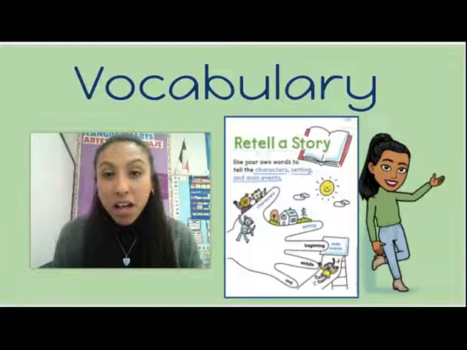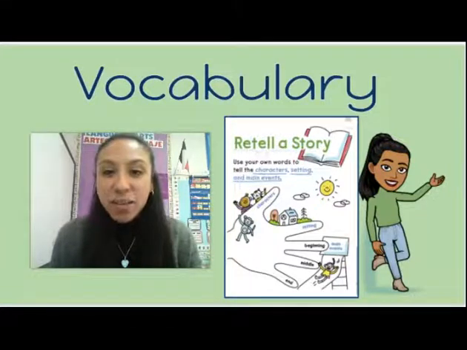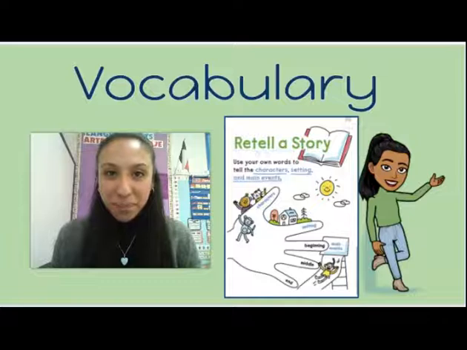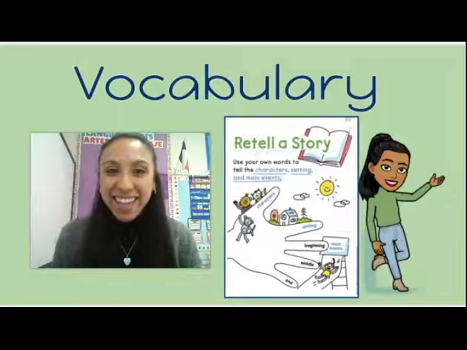Let's review more of our vocabulary for this week. This week, we are talking about characters, settings, and main events. The characters could be people, animals, or even creatures in a story. The setting is where and when a story takes place. And the main events are what happened at the beginning, the middle, or the end of the story.